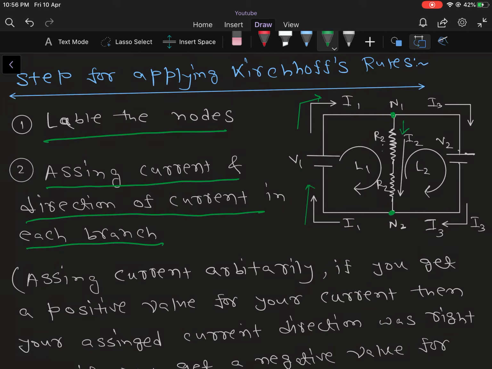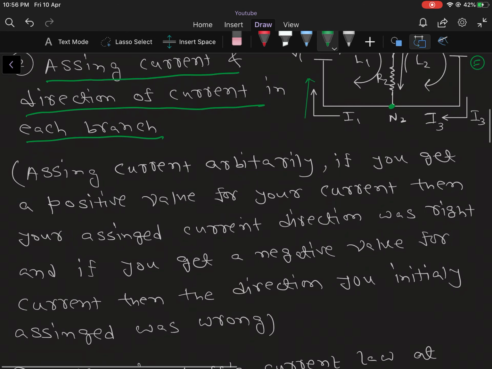Now in the resistors R1 and R2, current I2 is flowing, and in this branch I3 is flowing, or I3 is entering this battery of voltage V2, and again on this side I3 is coming out.